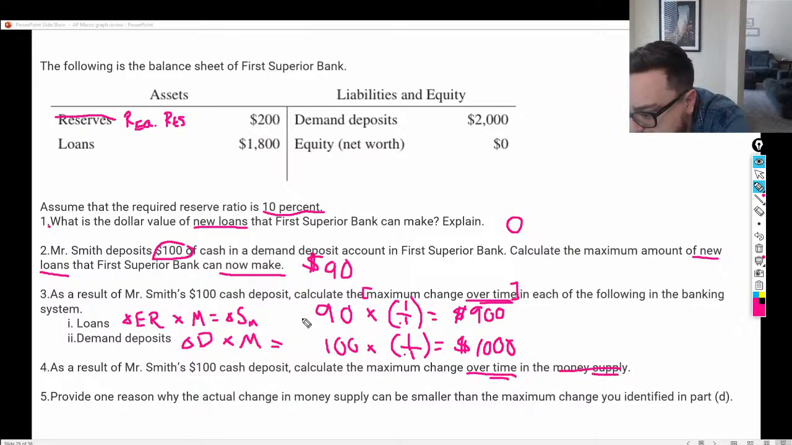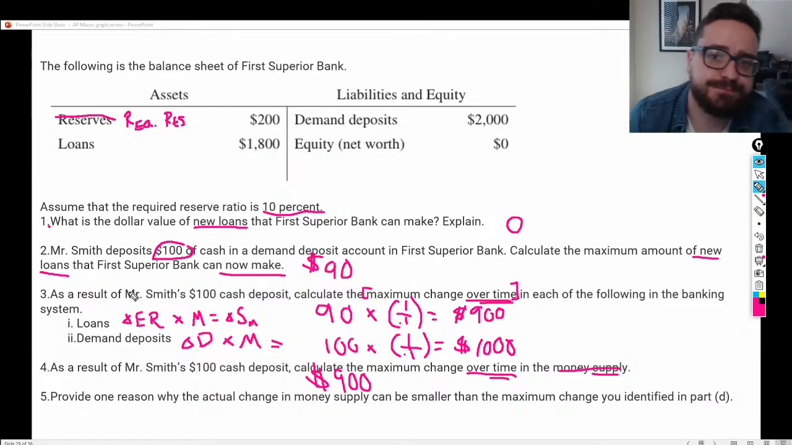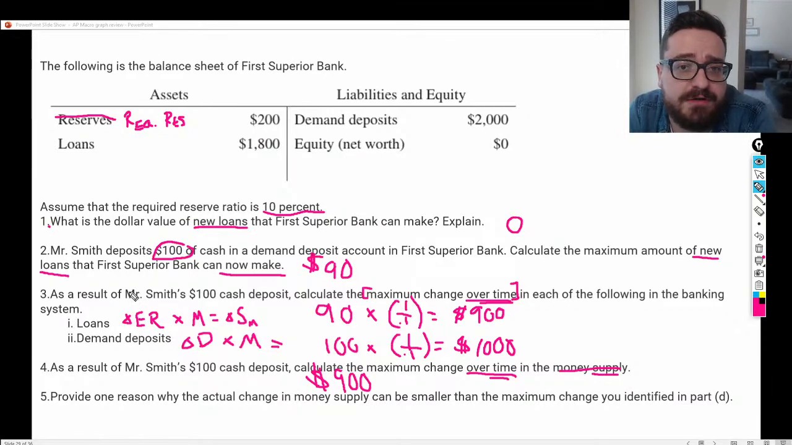4. As a result of the cash deposit, calculate the maximum change over time in the money supply. Well, I already did that. That's what this formula is. This and this are the same. The money supply and the amount of loans that are changing over time are the same thing logically, because how they're creating money is through lending. Loans are how money is being created. So they actually created $900 over time.